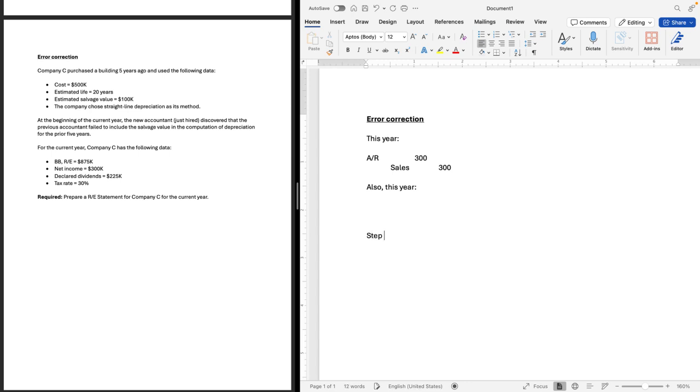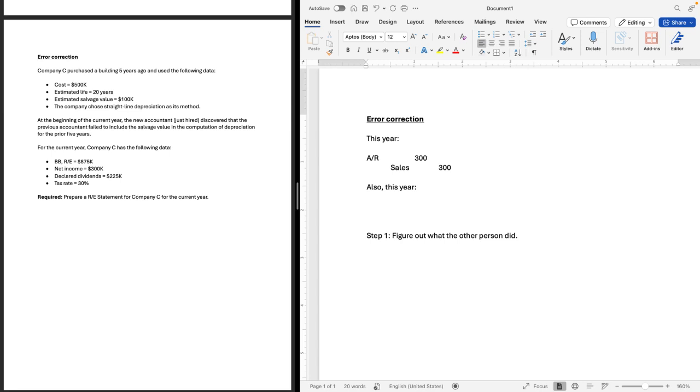Step 1 is to figure out what the other person did. In other words, what error did they make? Now, here in my example, I just tell you, they debited accounts receivable and credited sales. That may not always be obvious. Sometimes you have to think about it a little bit, but you got to figure out what they did. If you don't know what they did, how can you correct it? Right? If you don't even know what the mistake was.